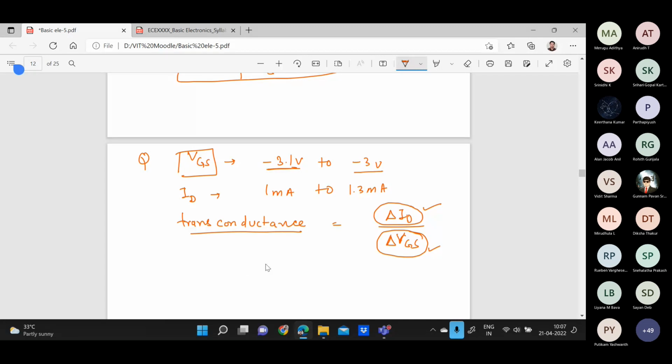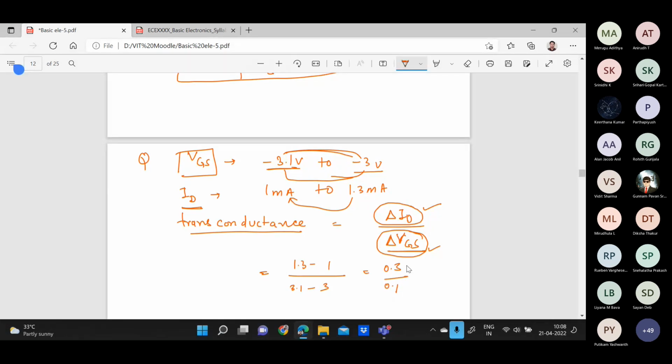You have the value of ID. So how will you find out the change? For the change, subtract, right? 1.3 minus 1 divided by the change in the VGS. Subtract from here to here. What is the change? 3.1 minus 3. Anyway, you can subtract it. Okay, we want only the difference. The difference here is 0.3 and the difference between them is 0.1.